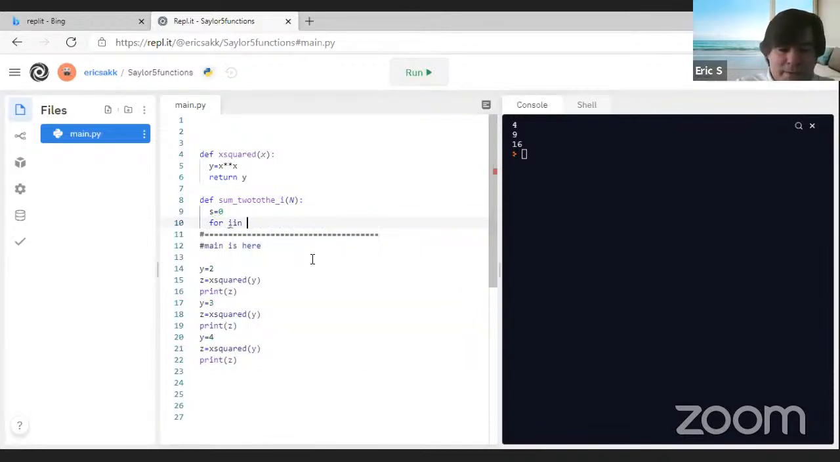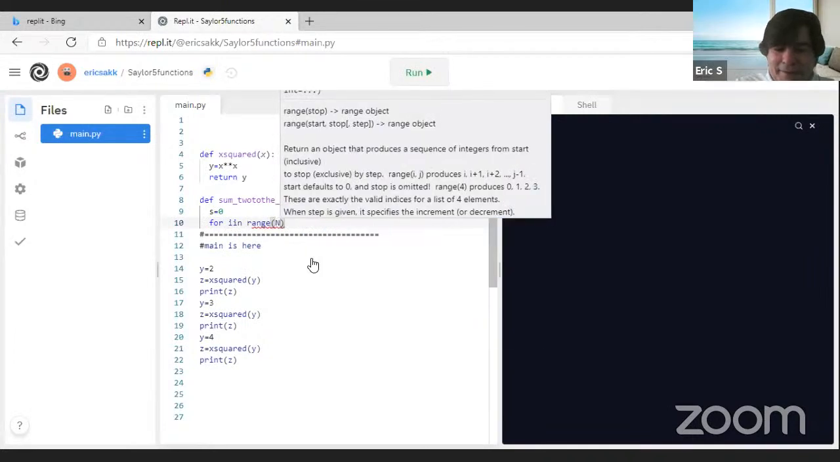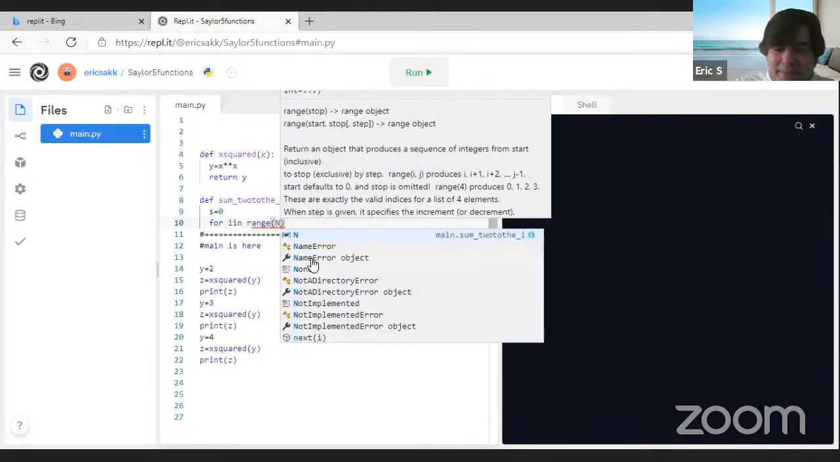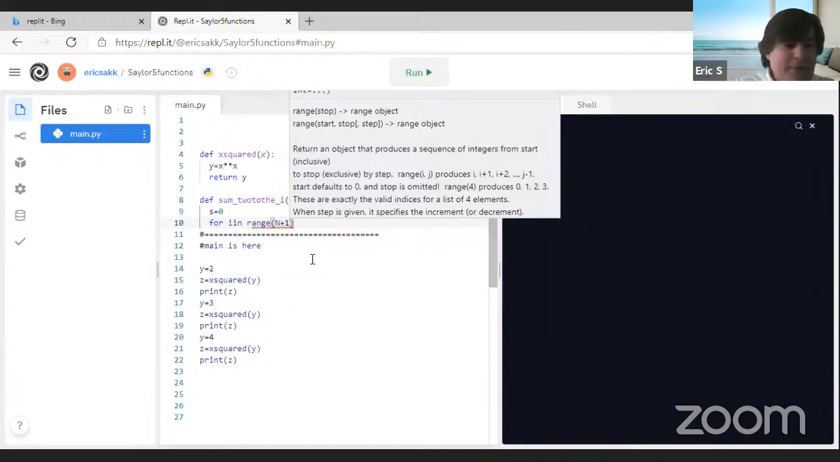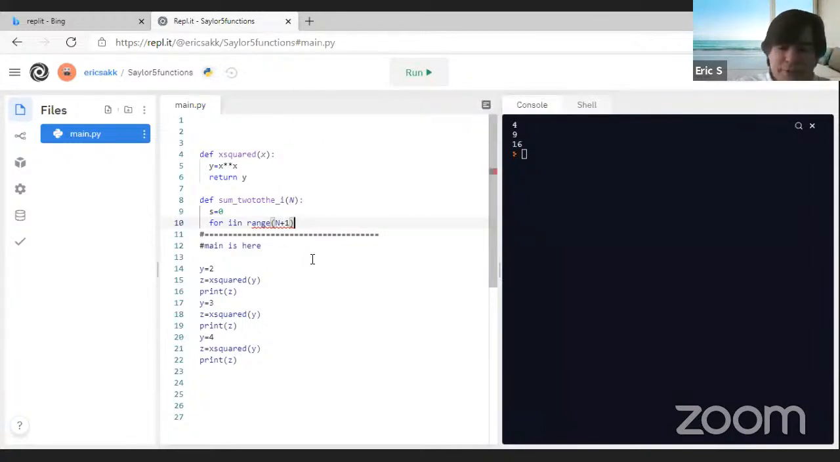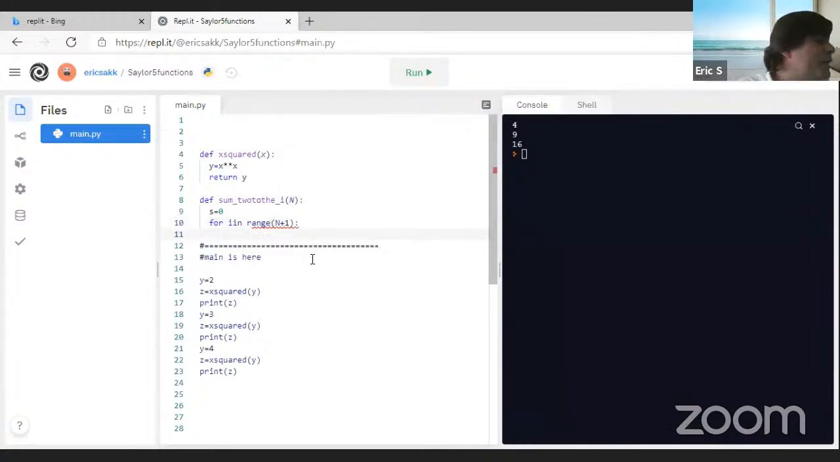There are so many things that would go into this. I'm going to send it n, and I'm going to sum from 0 to 3. So if I do this, I want to actually add 1 to it, and you'll see, remember, because the range always counts to 1 less.